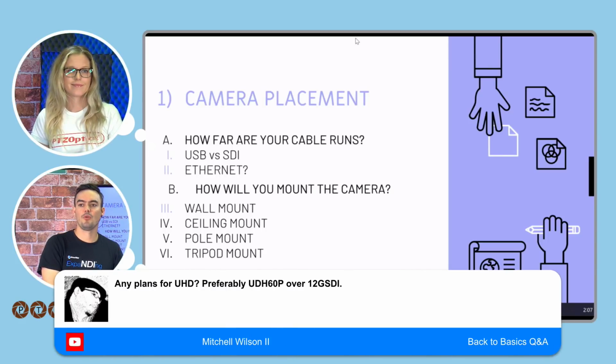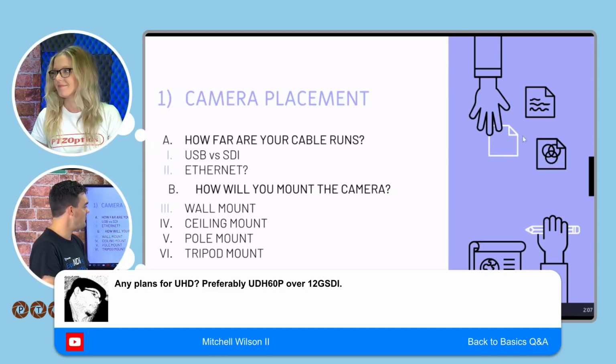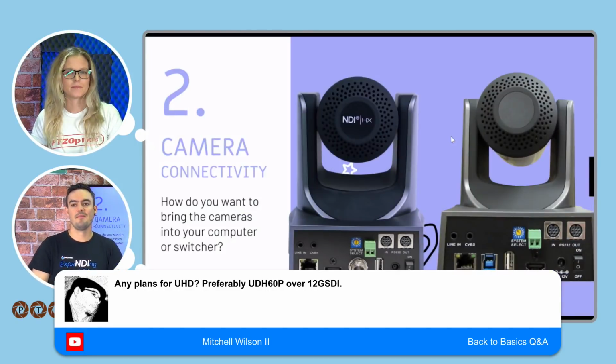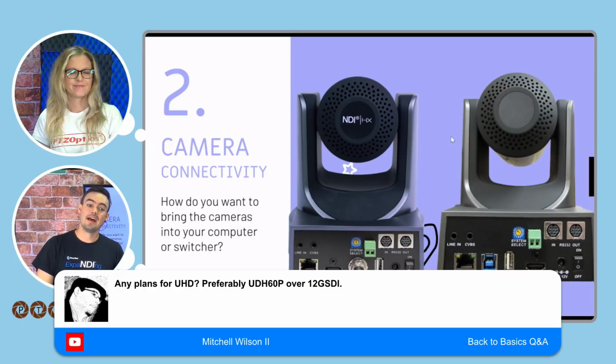Any plans for Ultra HD? That would be 4K, and that would be 12G SDI. What's up, Mitchell? Hi, Mitchell. Thank you for joining. Yes, there are some plans. It's a little farther out than I'd like. We're looking pretty far out, still, 6 to 9 months.